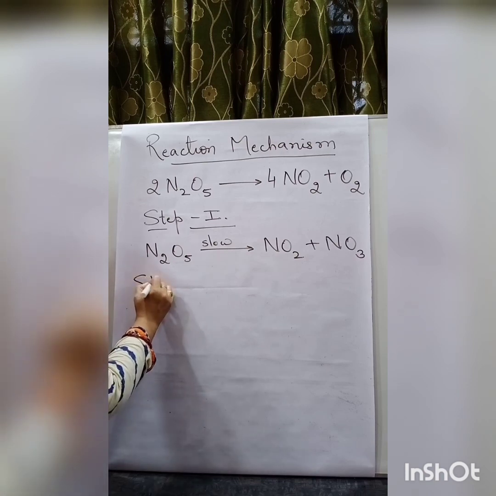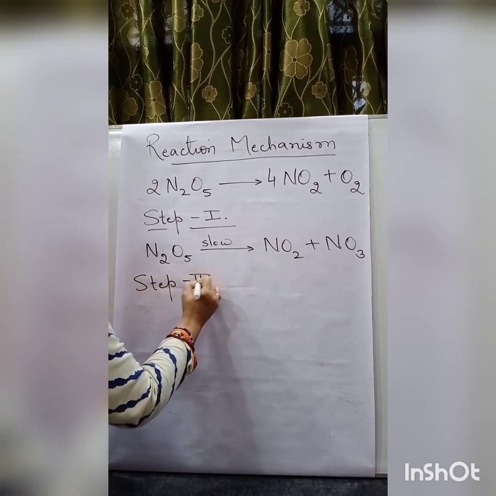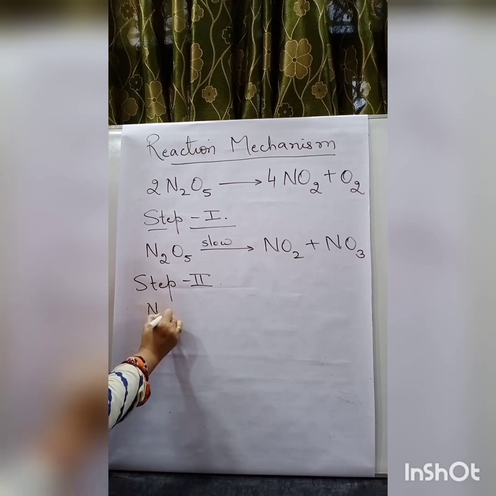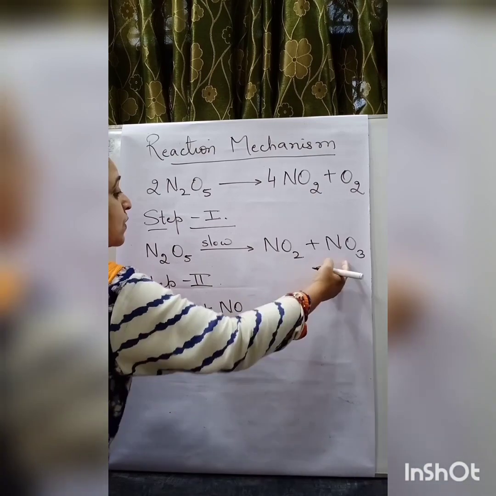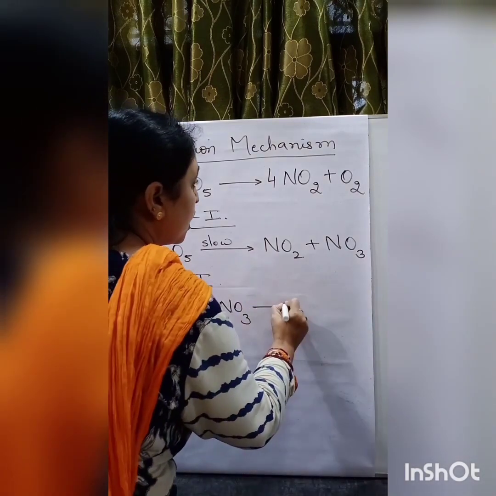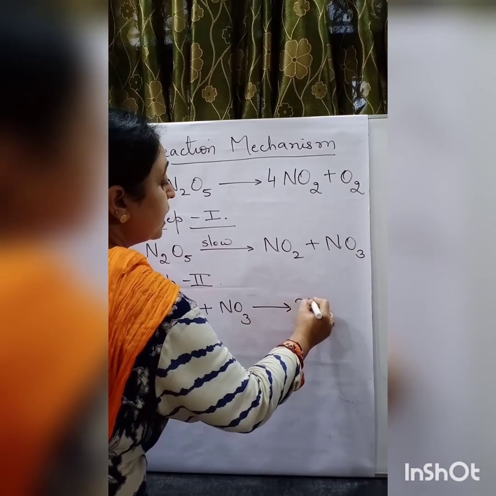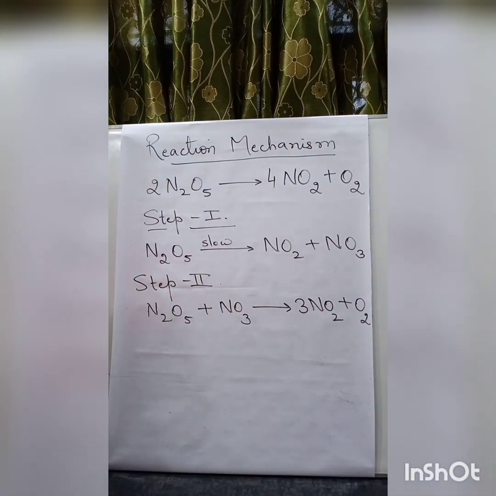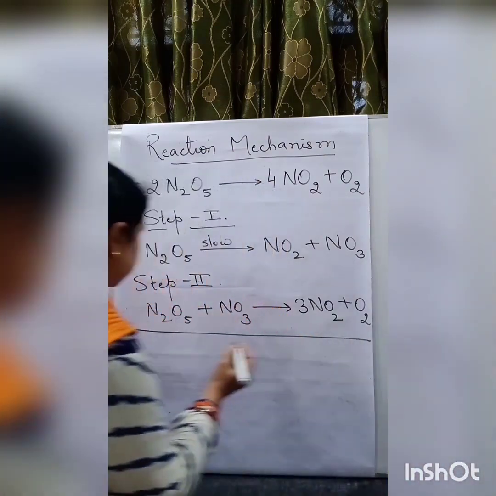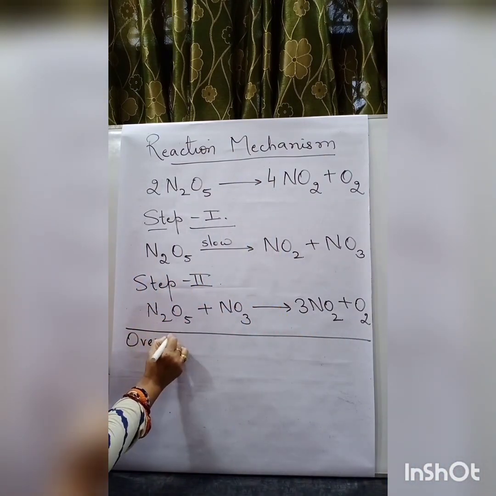Then in step number 2, N2O5 further reacts with NO3, which is formed in step number 1, to form 3 molecules of NO2 and liberates a molecule of oxygen gas. So this reaction is practically taking place in 2 steps, step number 1 and step number 2. If you add both of these, you get the overall reaction.